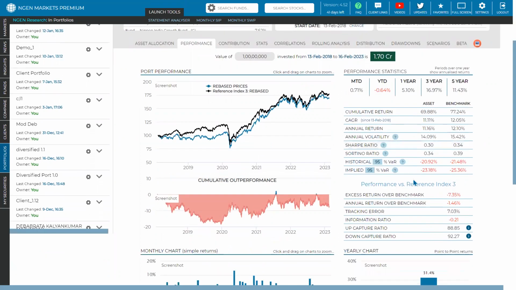Similarly, you can also check the historical VAR. Historical VAR is called historical value at risk. Value at risk is where you can understand the downside risk of any portfolio or even the securities.